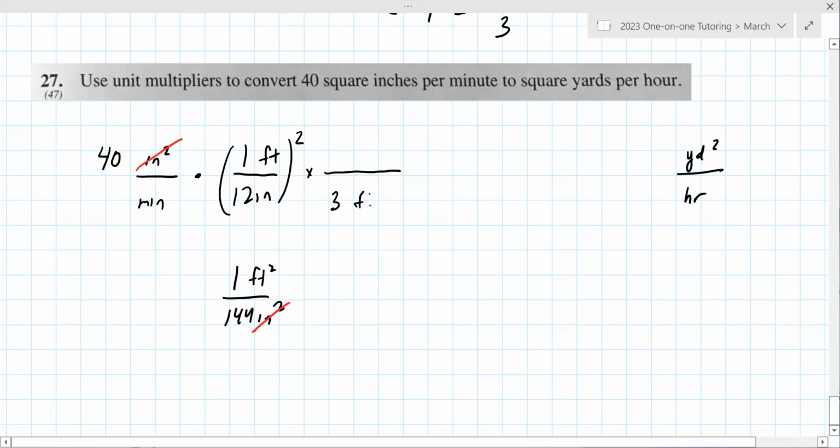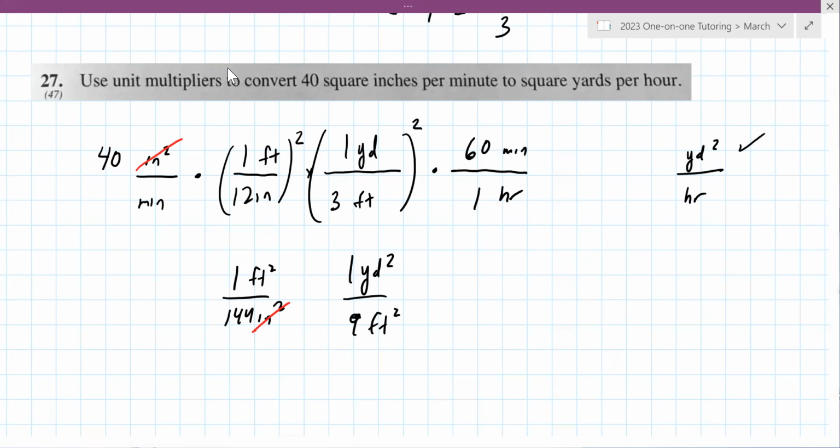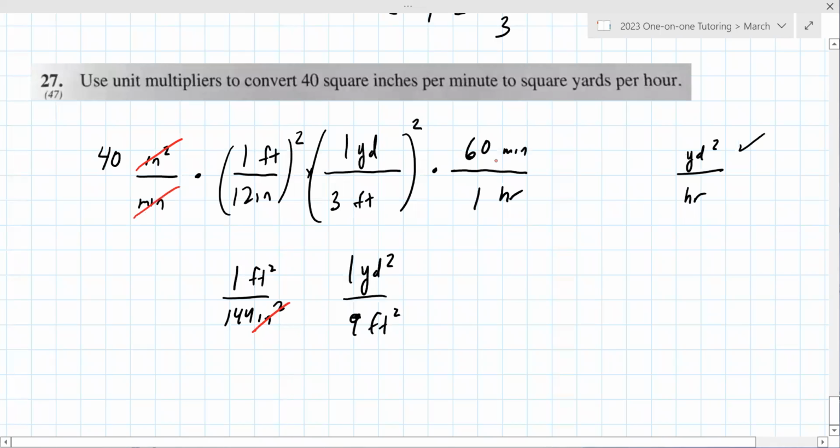So there are 3 feet in 1 yard. But again, we want square yards, so we're going to square this. So again, that's down here. You want yards squared over 9 feet squared, like that. So we've got the yard squared. Great. Minutes. We know that there are 60 minutes in 1 hour, and that one needs no multiplication thing.